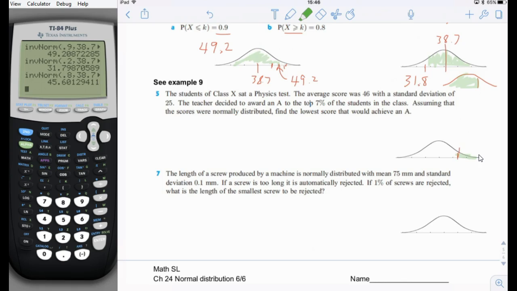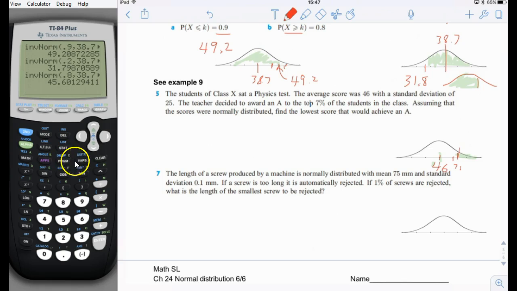And the average score was 46. Standard deviation of 25. So this would be about 46 plus 25, which is about 71. Okay. All right, so we're going to use inverse normal. And we're not going to put in 7% because that'll think that we're talking about the bottom 7%. Since we're talking about the top 7%, we actually need to, second distribution, inverse normal. Oh, man. When you get in this jam, just do second quit to get out of everything.